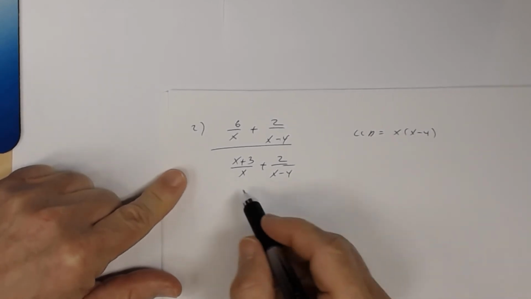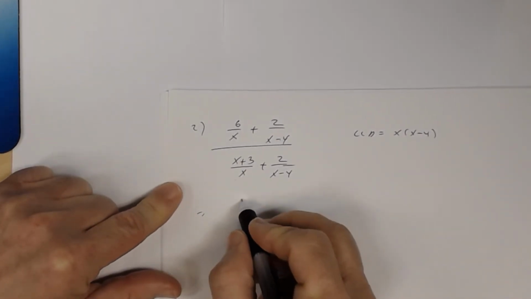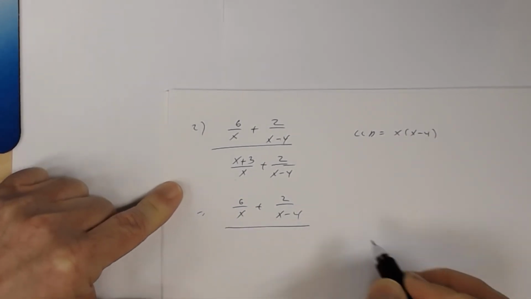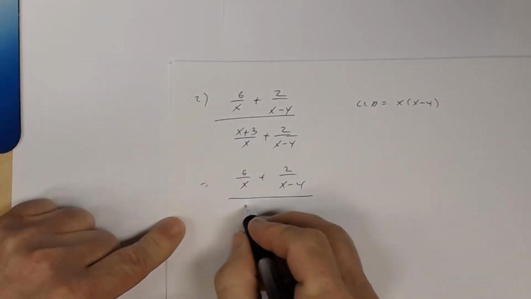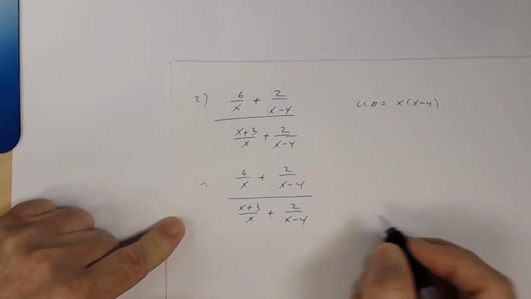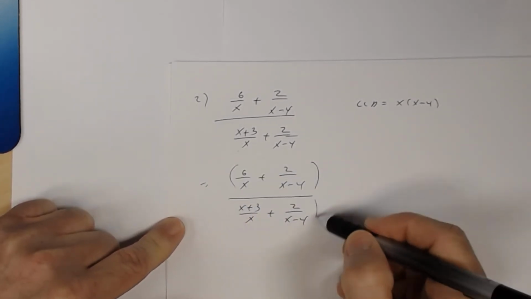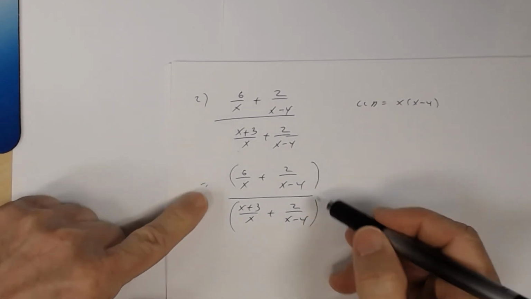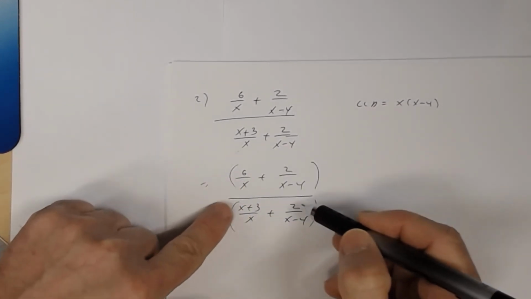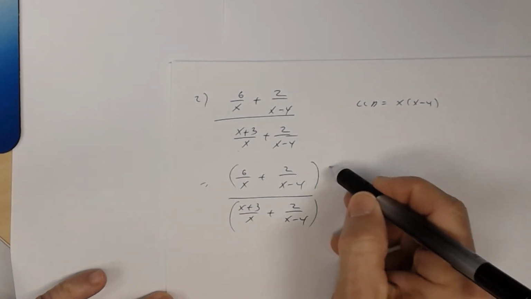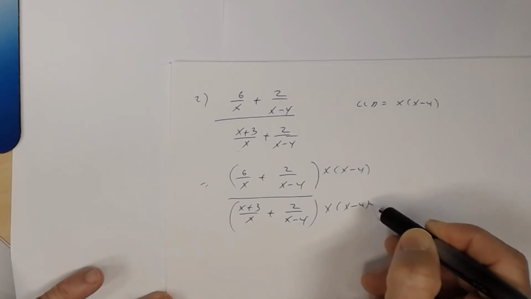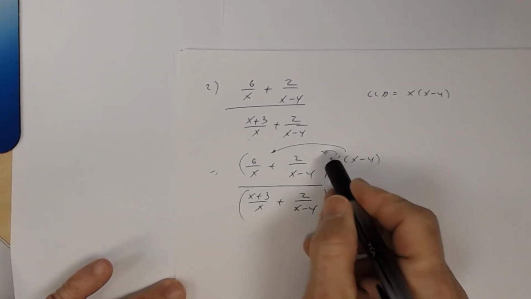All right, now I'm going to go ahead and rewrite this over. So you got 6 divided by x plus 2 divided by x minus 4, divided by x plus 3 divided by x plus 2 divided by x minus 4. So I'm going to multiply both numerator and denominator. Notice I put parentheses because all these fractions in the numerator and all these fractions in the denominator have to be multiplied by the LCD.